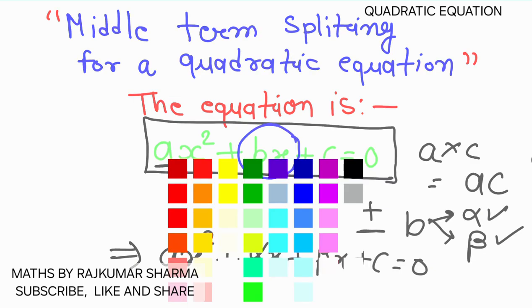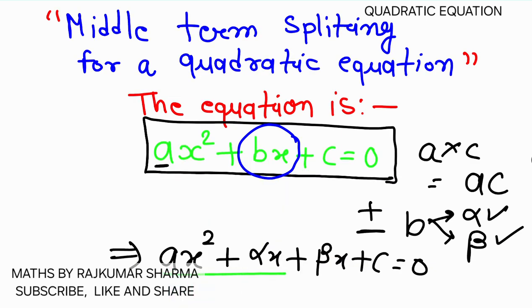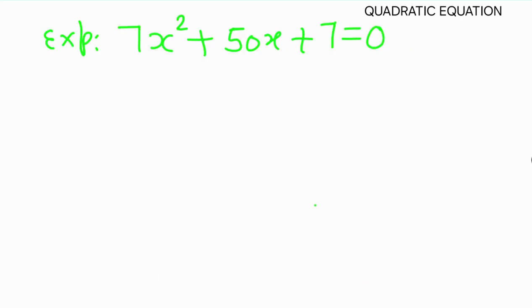Then we take the first part and the second part for the common factors. In this part, a and alpha may be common, and x square and x have x as common. Similarly, we can take the common factor between beta x and c. Thereafter we solve the equation. So I am giving an example of how we can split the middle term and factorize a quadratic equation. So please wait for a second.